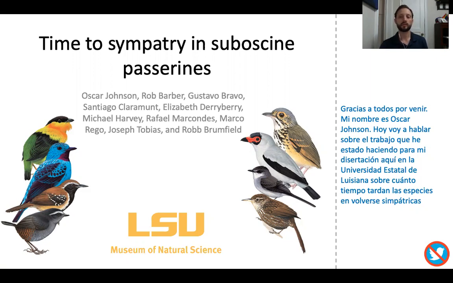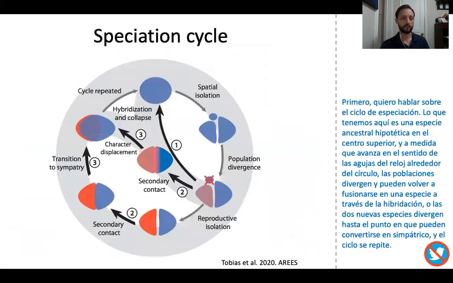I'm going to be talking today about some work that I've been doing for my dissertation here at Louisiana State University about how long it takes for a species to become sympatric. So first I want to talk about the speciation cycle. What we have here is a hypothetical ancestral species at the top center.